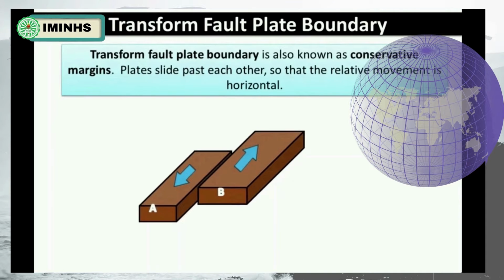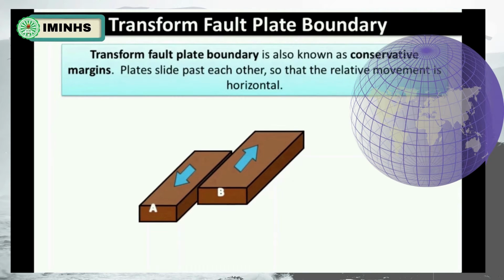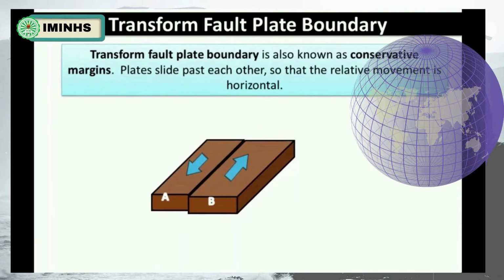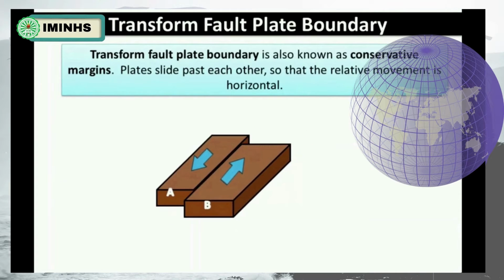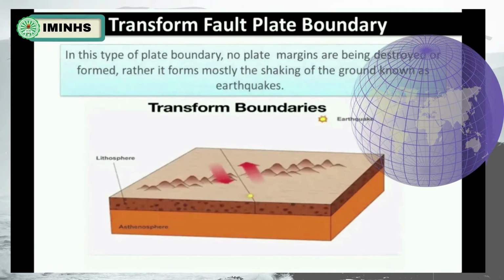Transform plate boundary is also known as conservative margins. Plates slide past each other so that the relative movement is horizontal. In this type of plate boundary, no plate margins are being destroyed or formed. Rather, it forms mostly the shaking of the ground, known as earthquakes.